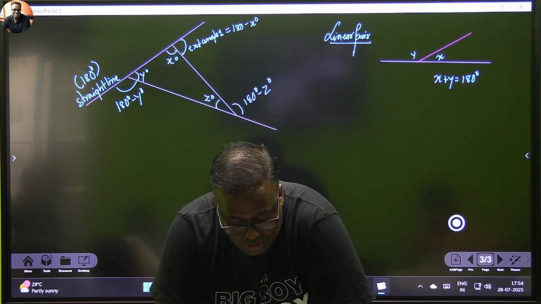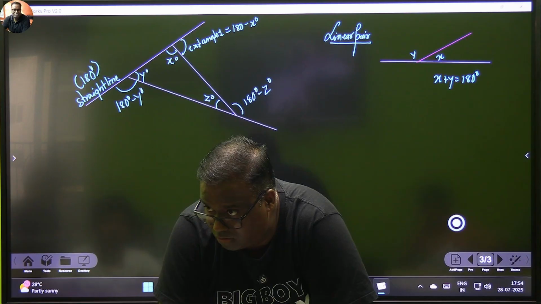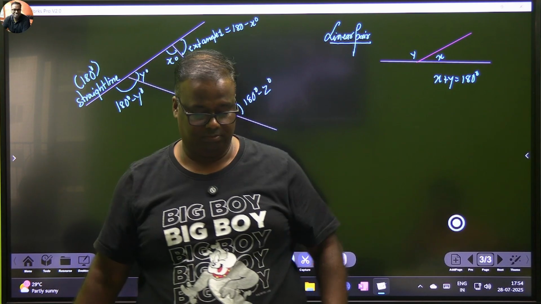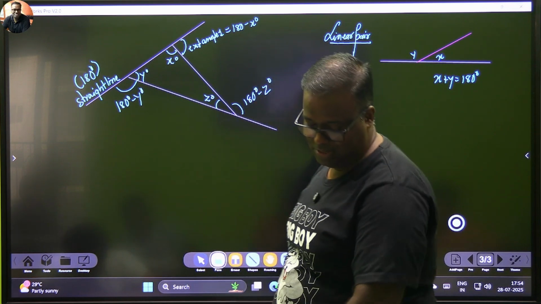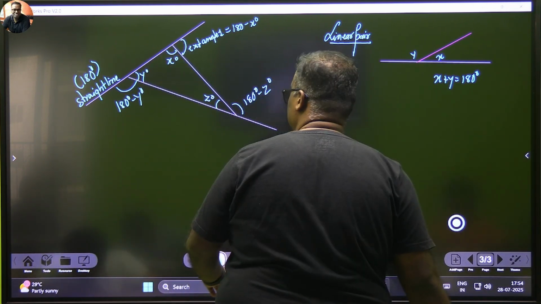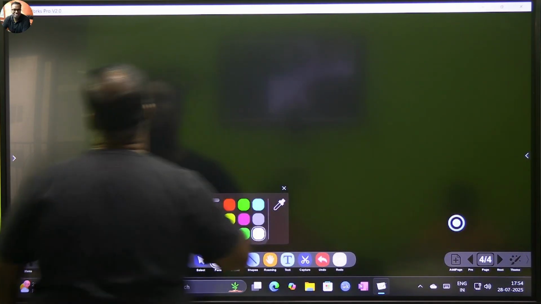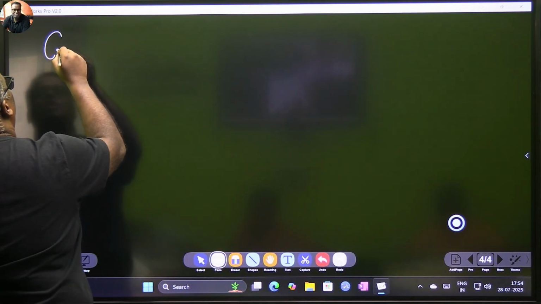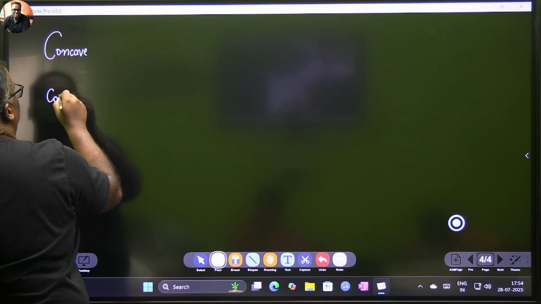Okay, there are two more things: concave and convex polygons. That's our next topic, concave and convex. They're in lenses also, but we'll study them here also. Let's understand that too. Shall we? Okay. Concave and convex.